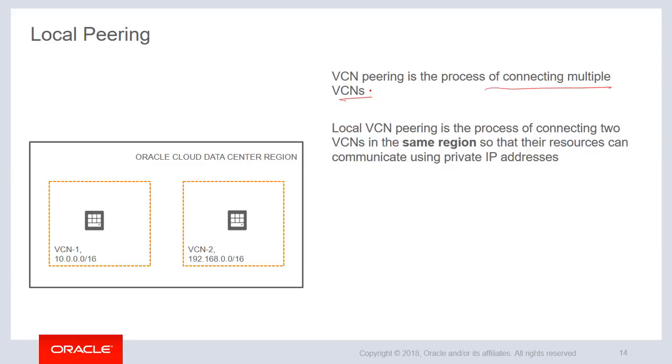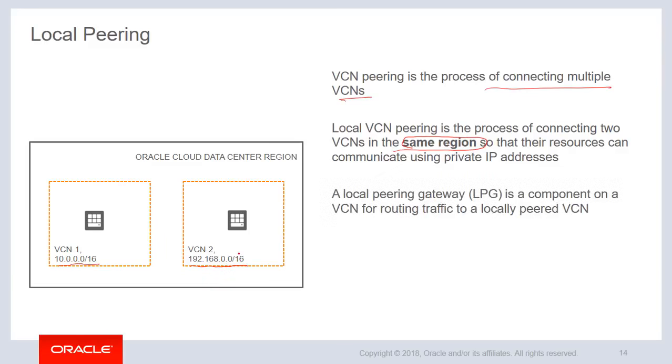There are 2 options which are available today. There is something called local peering and remote peering. Local peering, VCN peering, is the process of connecting 2 VCNs in the same region. Keep in mind, it's the same region, and the resources can communicate using private IP addresses. So I have 2 VCNs here. VCN 1 is 10.0.0.0/16 and VCN 2 is 192.168.0.0/16.